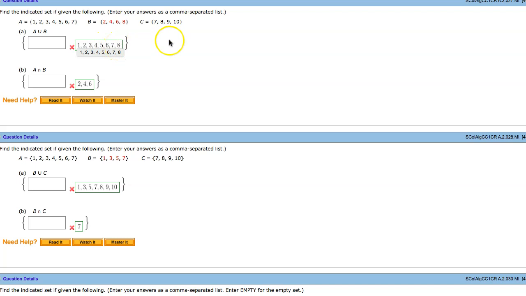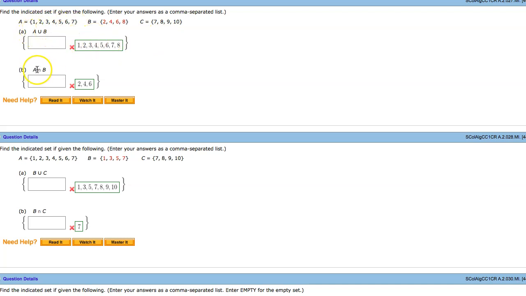Now what about 9 and 10? I don't see 9 there, and I don't see 9 there. 9 is not in A, and it's not in B, so it doesn't qualify. 9 didn't make it, and 10, in a similar vein, doesn't make it either. 10 was in neither A nor B, so 10 didn't qualify. Now, that's how you do the union.